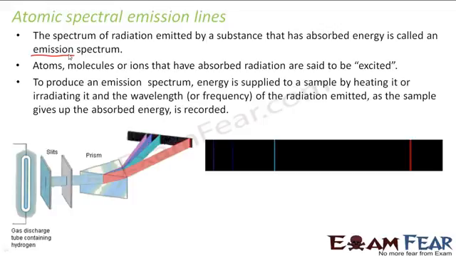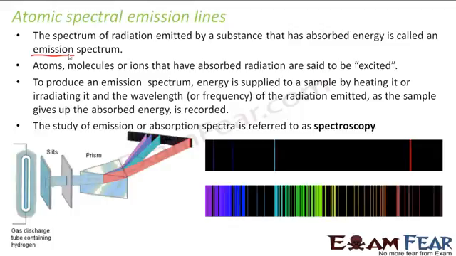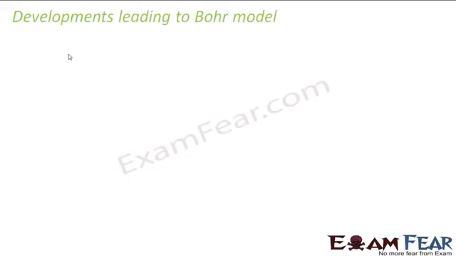And then what is done? Then the radiation which is emitted, the frequency of that emission, is recorded as a function of the energy which is absorbed. So this is how the emission spectrum is formed, right? This is how we generate an emission spectrum. The study of emission or absorption spectra is known as spectroscopy. I mentioned it in the previous slide as well. So this is how our emission and absorption spectrum looks like. Now we got a touch of what is atomic spectra.